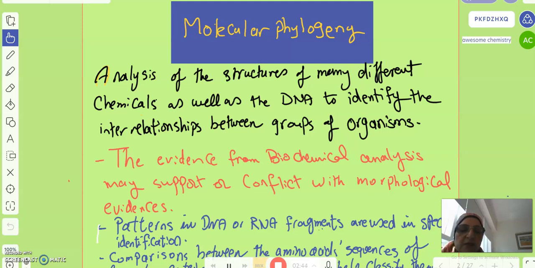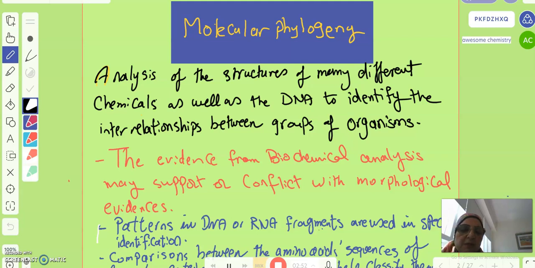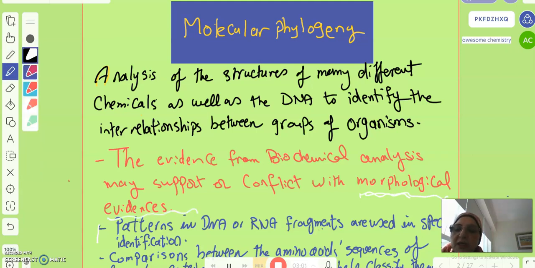The evidence from biochemical analysis may support or conflict with morphological evidences. You remember in the last lesson we explained that the first way to classify living organisms was based on the morphological evidences. They were looking for the similarities and the differences between living organisms. But the evidence that the scientists got from the biochemical analysis may support or conflict with the morphological evidences. If it supports, it means the organisms that we grouped in the same group will remain in the same group. And if there is a conflict, they should be separated.